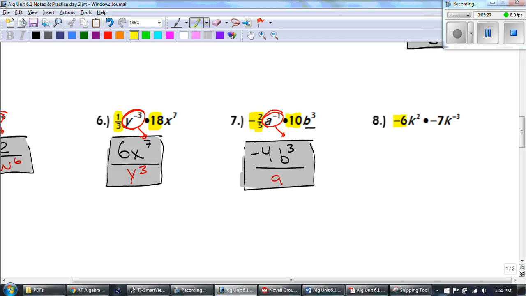Okay. So we have negative 6 times negative 7. Negative 6 times negative 7 is a positive 42. Now what I would do with the k's is I would just combine them first, okay? That's 2 plus negative 3. What property was that? Yeah, the product of power where we add them. And that turns 2 plus negative 3 is negative 1. And now I have a negative exponent. Now I can drop it. So my final answer is 42, and the K is on the bottom.